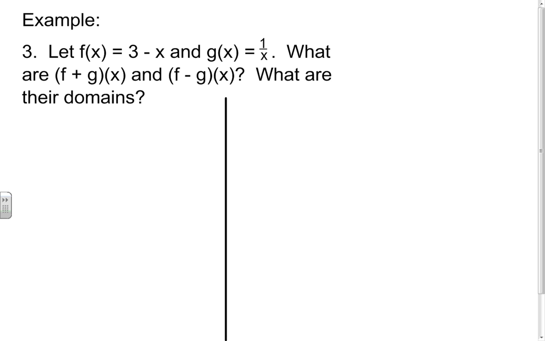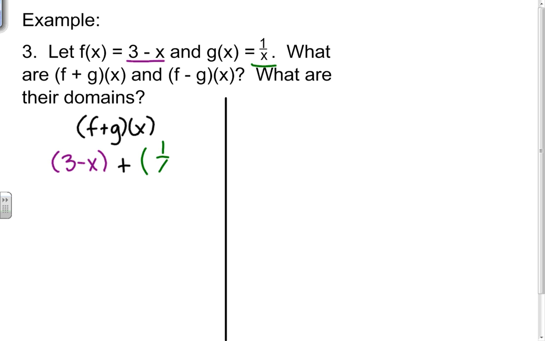All right, number 3. My f function is 3 minus x. My g function is 1 over x. So on the left, I'm going to do f plus g of x. That means I'm taking the f function, 3 minus x, and I'm adding the g function, 1 over x. Now this one's a little different because it requires a common denominator.